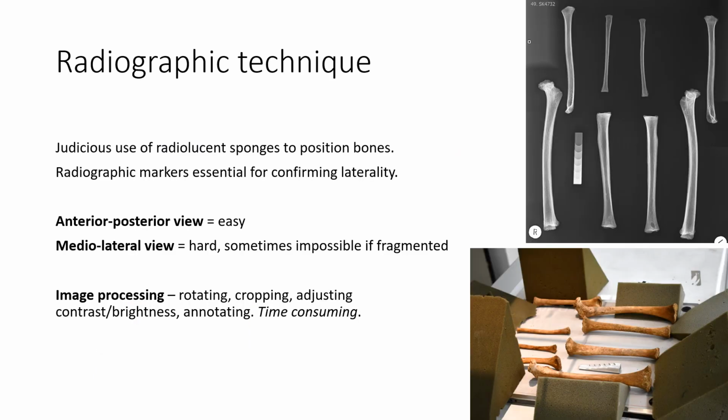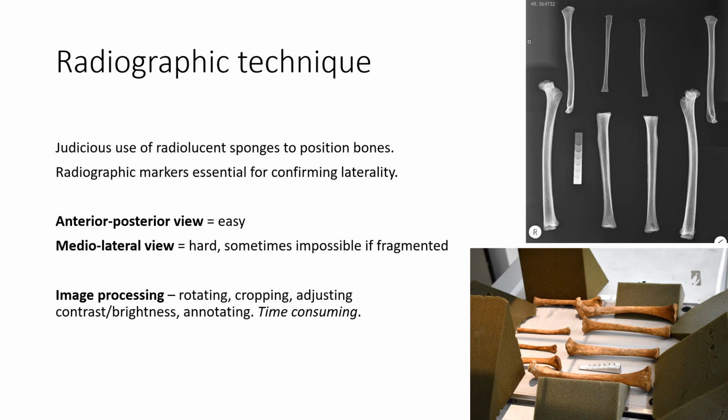With regards to radiographic technique, for successful imaging, judicious use of radiolucent sponges to position the bones was essential. An example is shown bottom right and top right. Radiographic markers were also essential for confirming the laterality, meaning it was a visual, physical reminder. When you put the bone down on the detector, the left bones or the right bones should go on the left and right correspondingly. It was a useful visual reminder for Adelina and myself.